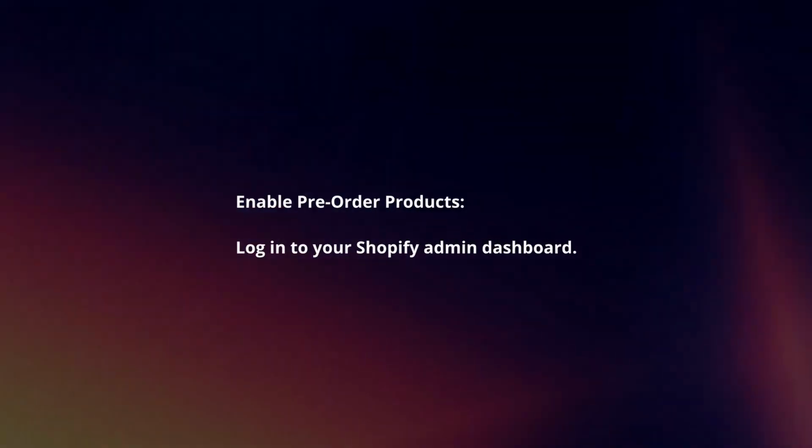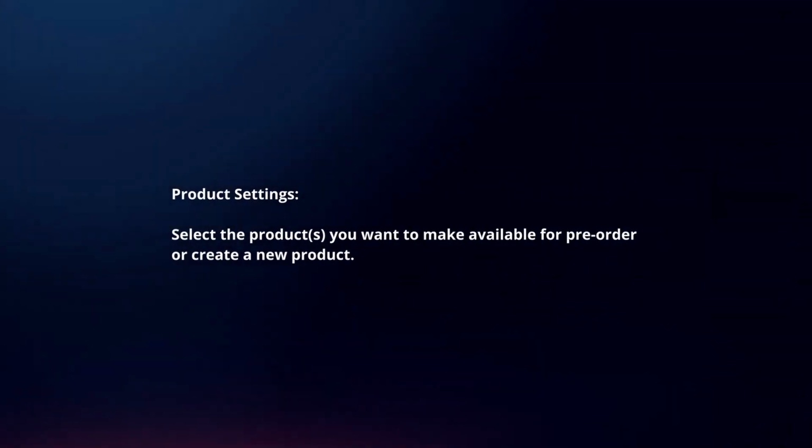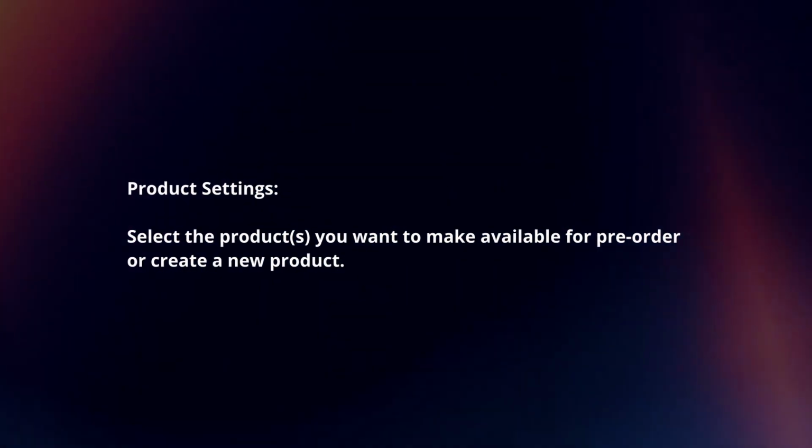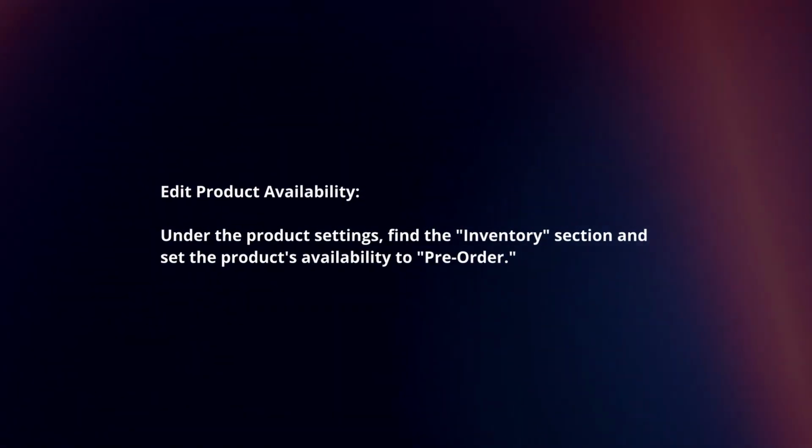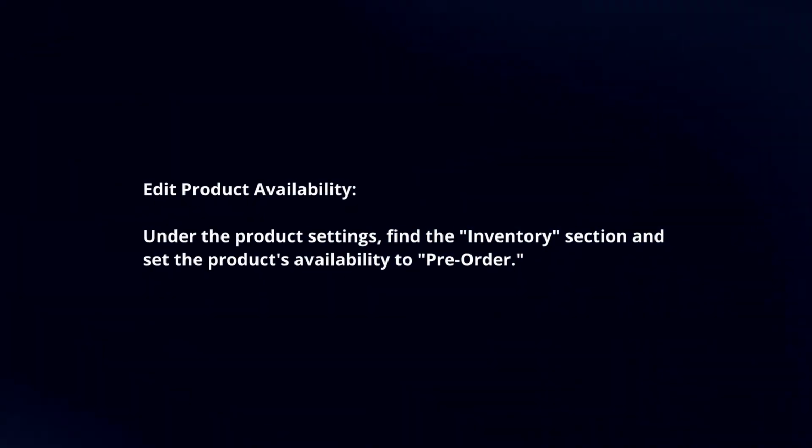To set up pre-orders on Shopify, enable pre-order products. Log into your Shopify admin dashboard, go to product settings, and select the product you want to make available for pre-order, or create a new product. Edit product availability. Under the product settings, find the inventory section and set the product's availability to pre-order.